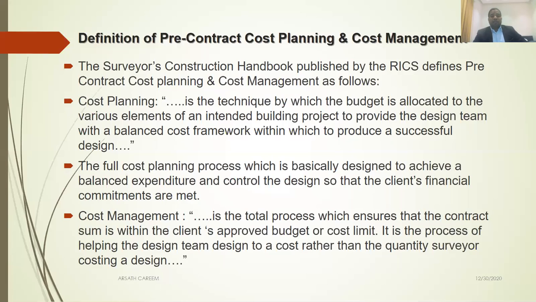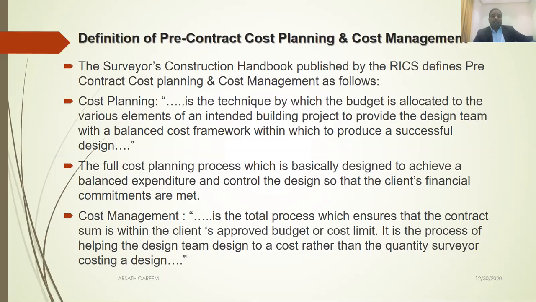The full cost planning process is basically designed to achieve a balanced expenditure and control the design so that the client's financial commitments are met. The cost planning is used to control the design. How to control the design? Because every client, every project, has a certain budget allocated. This process, cost planning, makes sure the design doesn't go over budget. So in every design process, there is a cost checking process that will make sure the project budget is within the allocated budget.